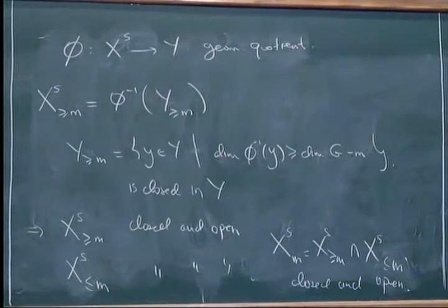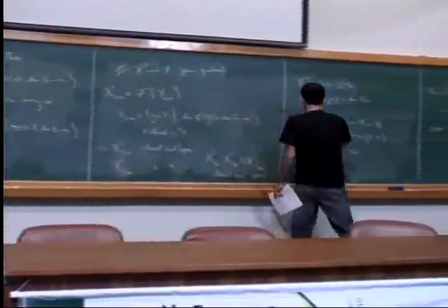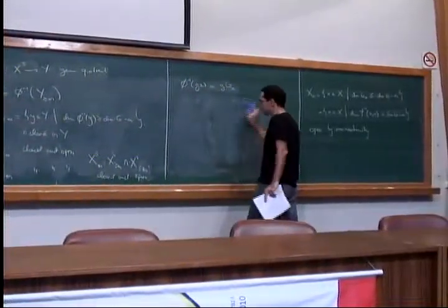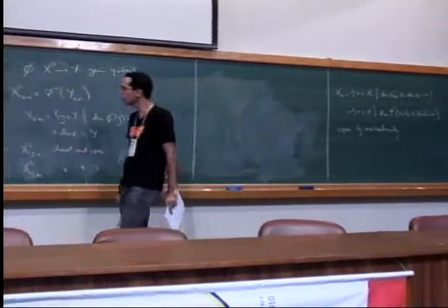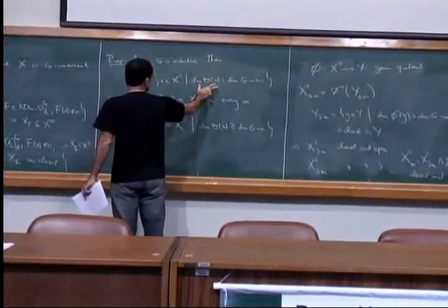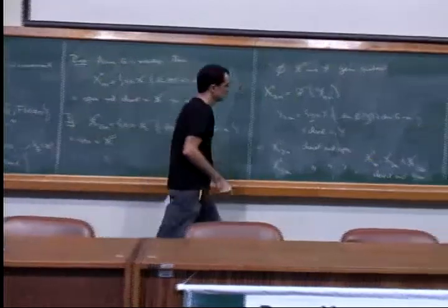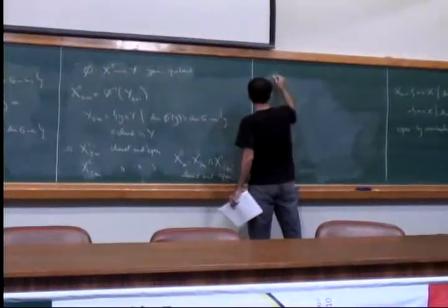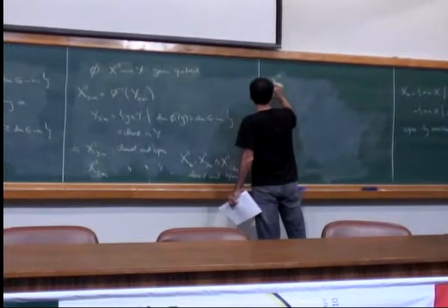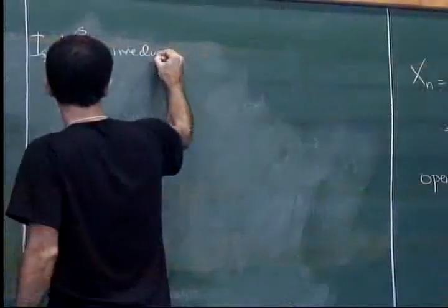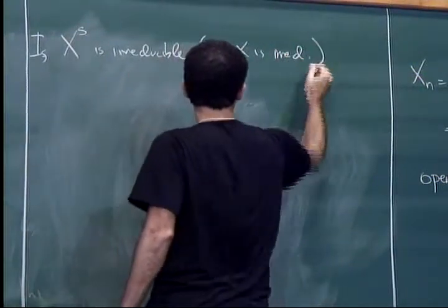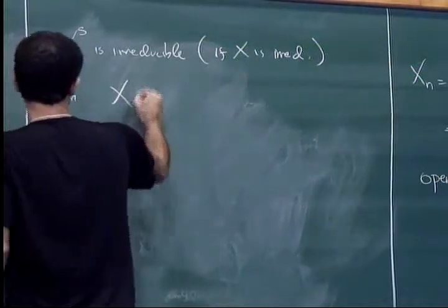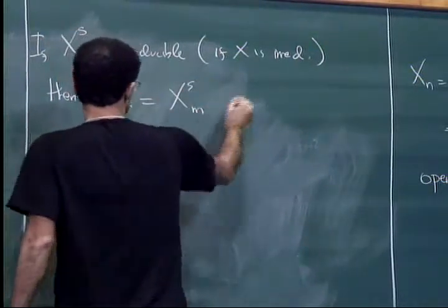Okay, so something very special happens here. And in fact, usually you just get one of these sets. That is the whole stable locus. Usually all the fibers, all the orbits have the same dimension. For instance, if X^s is irreducible, for instance, if X is irreducible, because this is an open subset, then it's just one thing for some m.